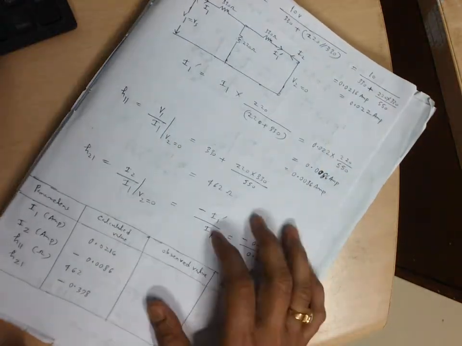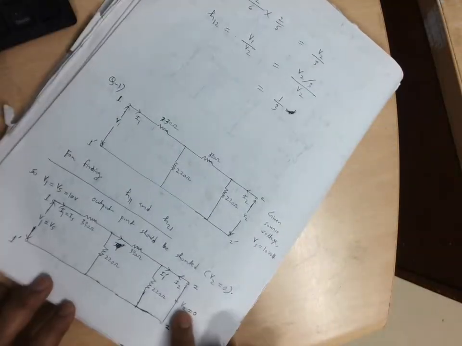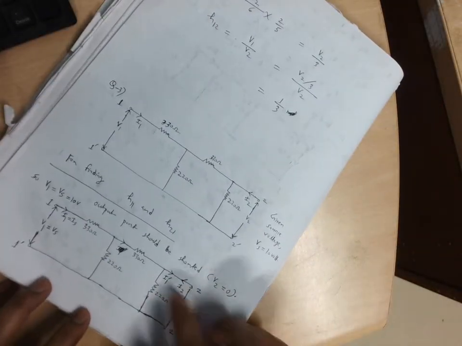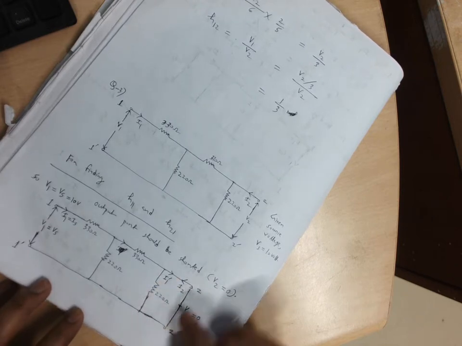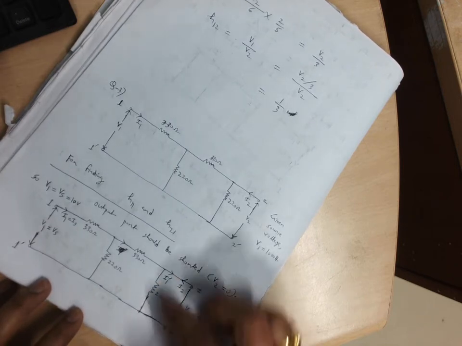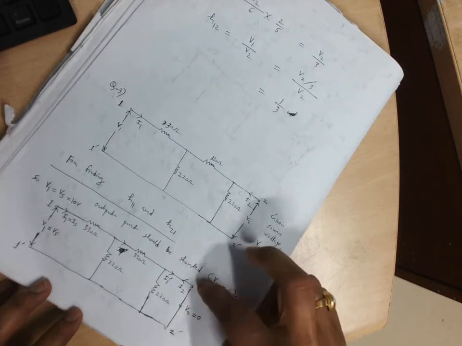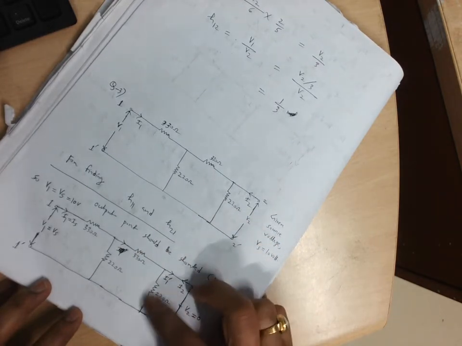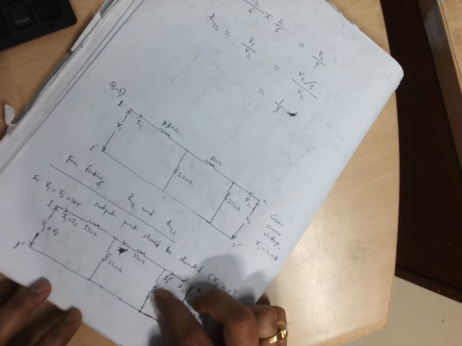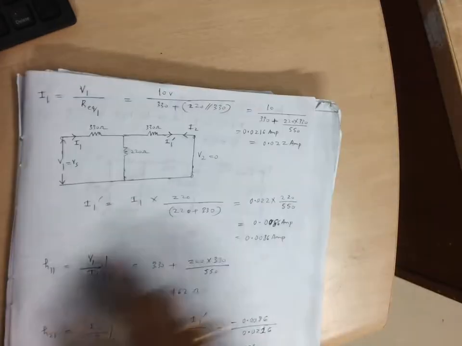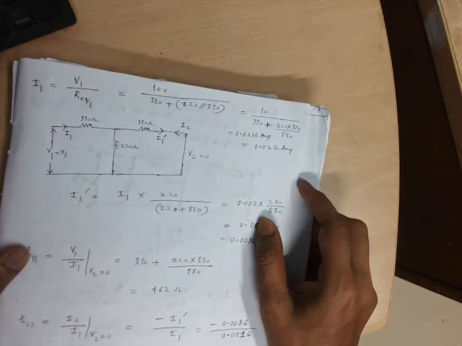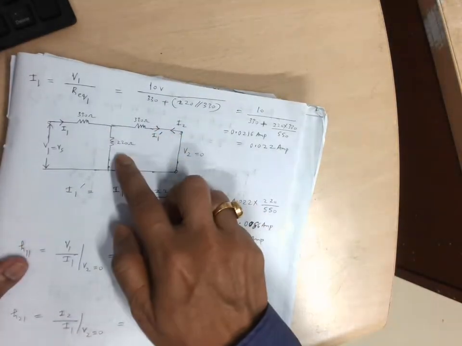Now come to this arrangement. This is the arrangement for finding H11 and H21, but as I have already discussed, since the output is shorted, all the current flowing through the 330 ohm will directly flow through this 2 dash terminal. So we can remove this 220 ohm for finding the observed value of I1 and I2. So this is the arrangement: 330 ohm, 330 ohm, 220 ohm.